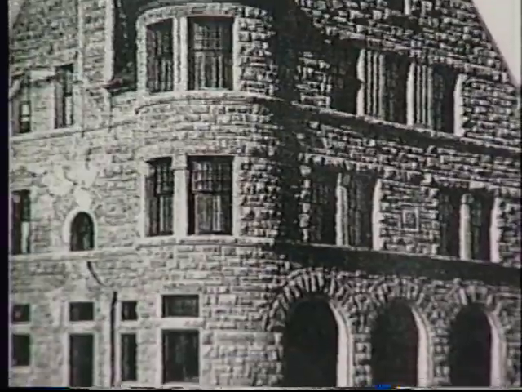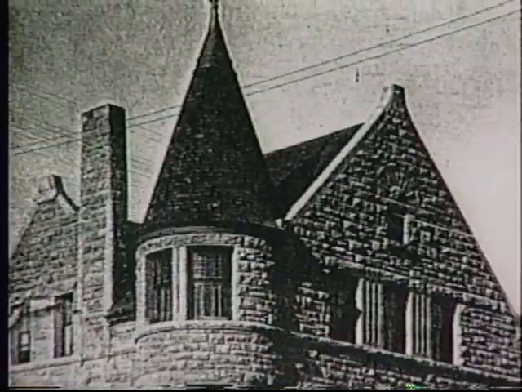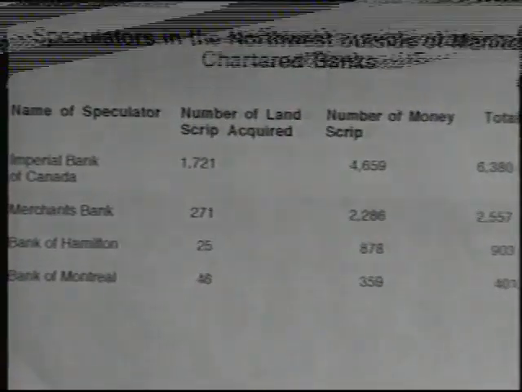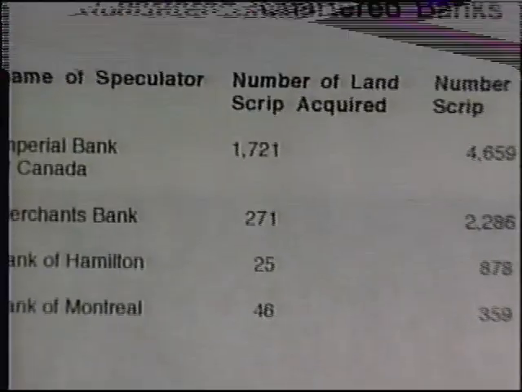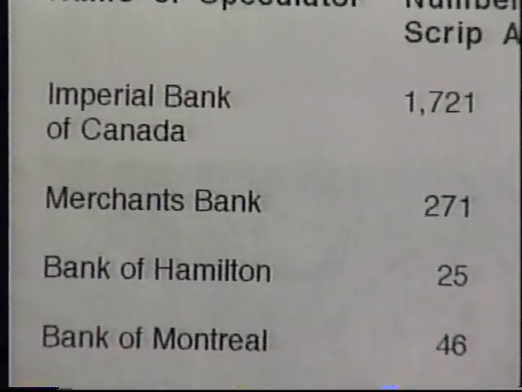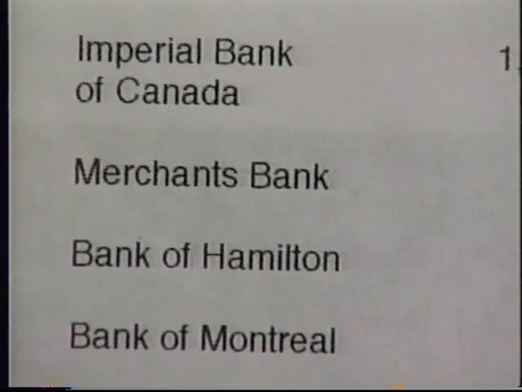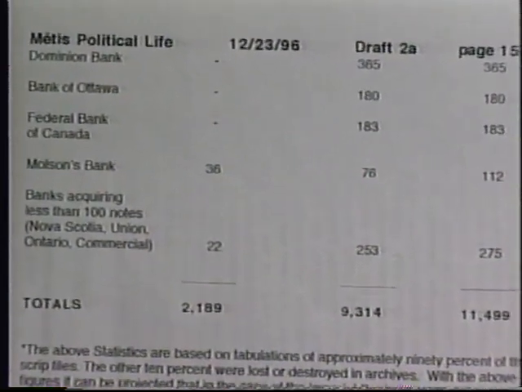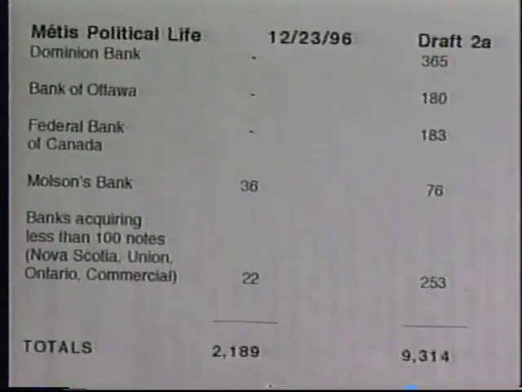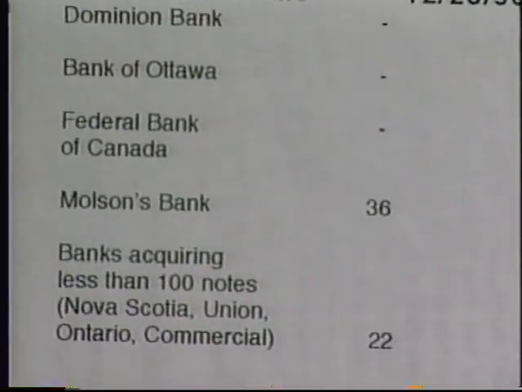Some of the major speculators that the Association of Métis and Non-Status Indians developed, they did some research in the late 80s. And some of the major speculators that they noted in Métis scrip, this is land and money, was the Imperial Bank of Canada, the Merchants Bank of Canada, Bank of Hamilton, Bank of Montreal, Dominion Bank, Bank of Ottawa, Molson's Bank, and Alloway and Champion Bank. We're talking major institutions taking part in the Métis scrip system. They saw the obvious benefits of this system.